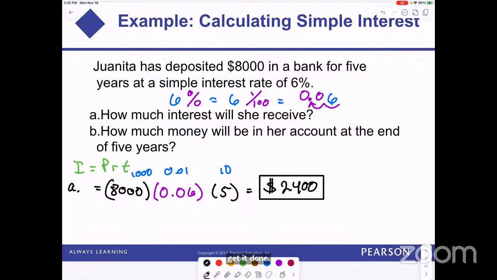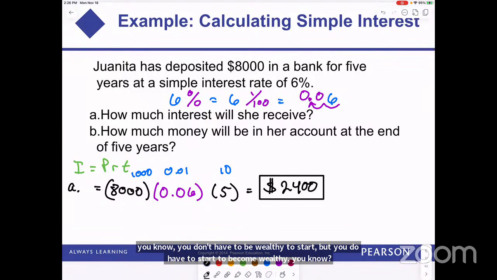Again, I'm not a financial advisor. You would definitely want to consult a professional to look into it, ask questions, dig, and see what you can get into. And then that's just like dividend stocks. Another one is real estate, that's another one that I like to look into. Forex trading. You don't have to be wealthy to start, but you do have to start to become wealthy. Anyway, just something interesting to look into.